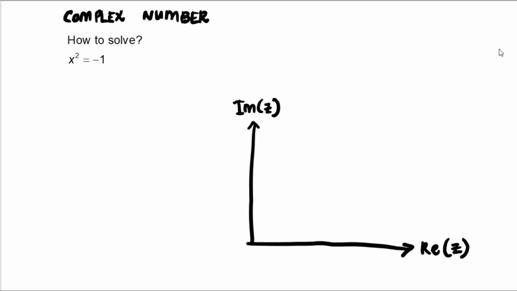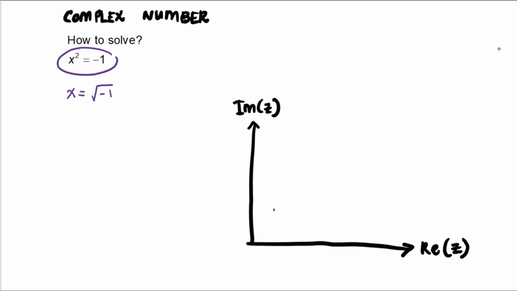Have you ever tried to solve these equations? Suppose we have x squared equal to -1. So we try to solve by taking the square root on both sides. We have the square root of -1 on the right side. Can we actually solve the square root of -1?